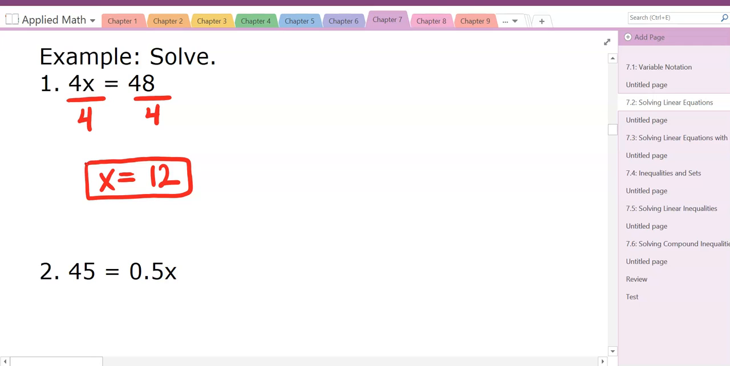Now number 2, you have a decimal. It's 0.5 times x. We still solve it the same way. We're going to divide both sides by 0.5.